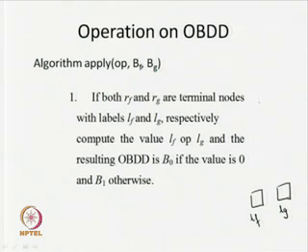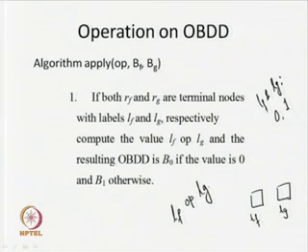Now, LF and LG can have values either 0 or 1, nothing else, because these are the terminal nodes and these are the values. Then compute LF op LG. That means in this particular case, we are going to perform the LF operation LG, and the resultant BDD will be B0 if the result is 0, or B1 if the result is 1.